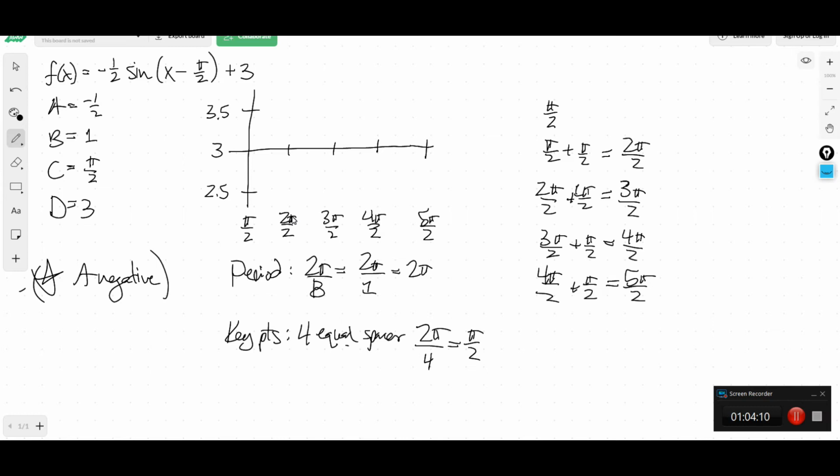Anything else? My sine graph, I'll remind myself, starts here, goes up, back down, further down. Yep, there's my sine graph. But I have to make this note, a is negative, so it's going to be the flip of that. Still starts here, but instead of going up, it goes down, back to the middle, all the way to the top, and back to the middle.